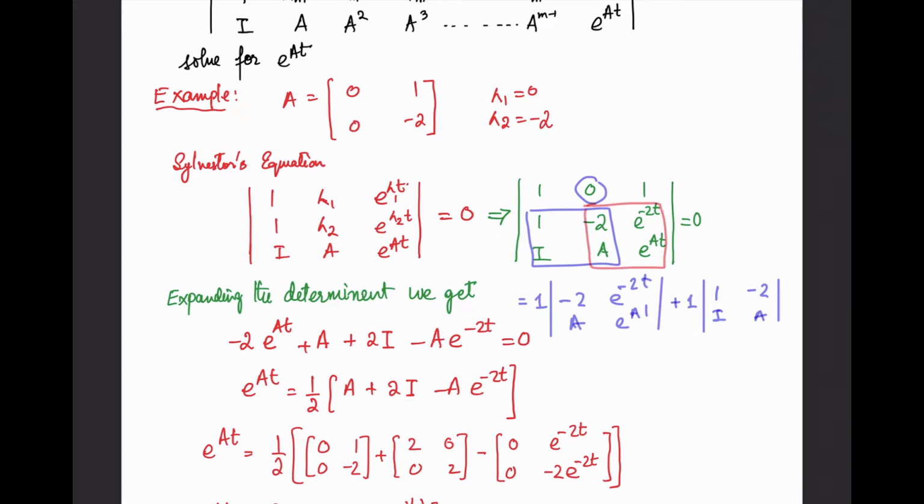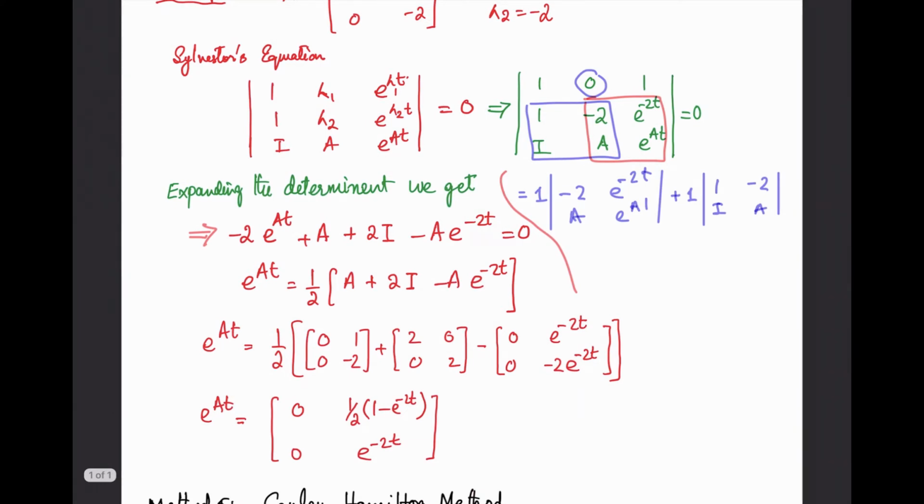Okay, expanding it with the help of the first row. So if you expand it and simplify this one, you are going to get this equation, and from here you are supposed to determine the state transition matrix e^At. So solving it for e^At, you are going to get this equation. Now you have A, you have the identity matrix, right? So you can find out the state transition matrix.